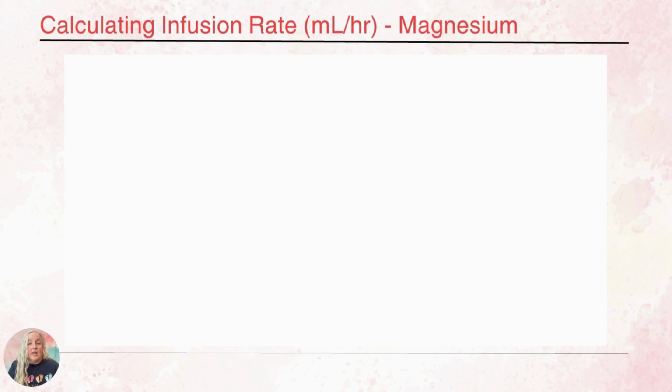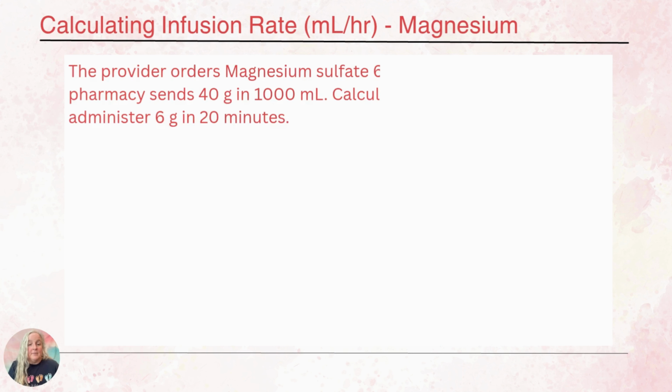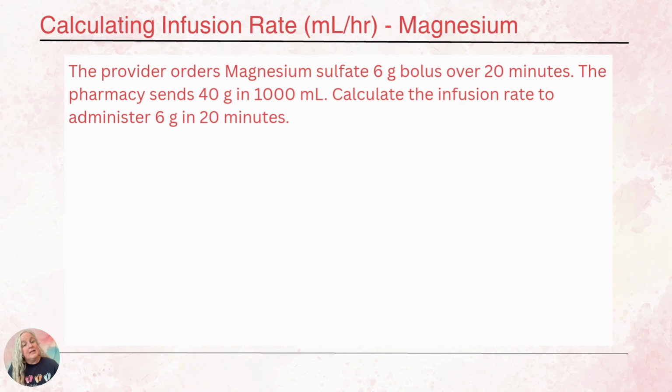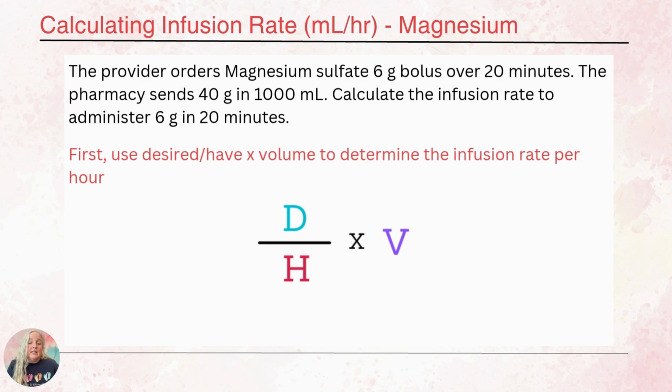Let's also calculate again with magnesium, this time with an extra step. The provider orders magnesium sulfate, 6-gram bolus over 20 minutes. The pharmacy sends 40 grams in 1,000 milliliters. Calculate the infusion rate to administer 6 grams in 20 minutes. For this, we need to use desired over have times volume to determine the infusion rate per hour.